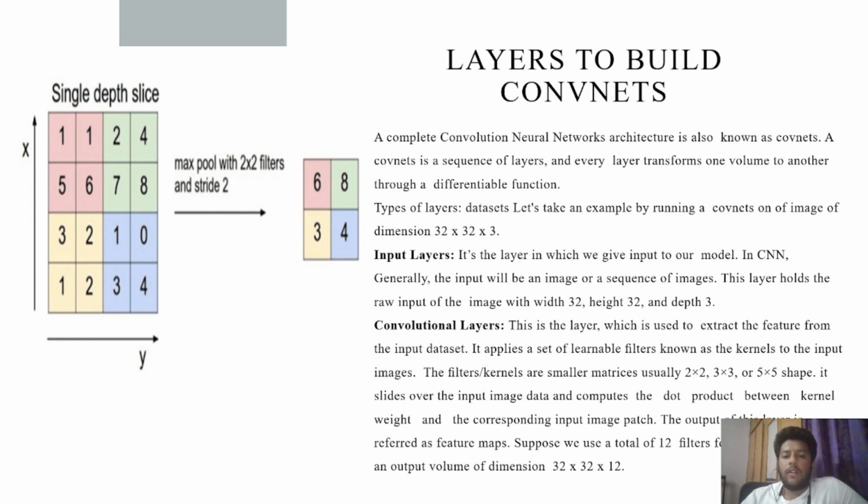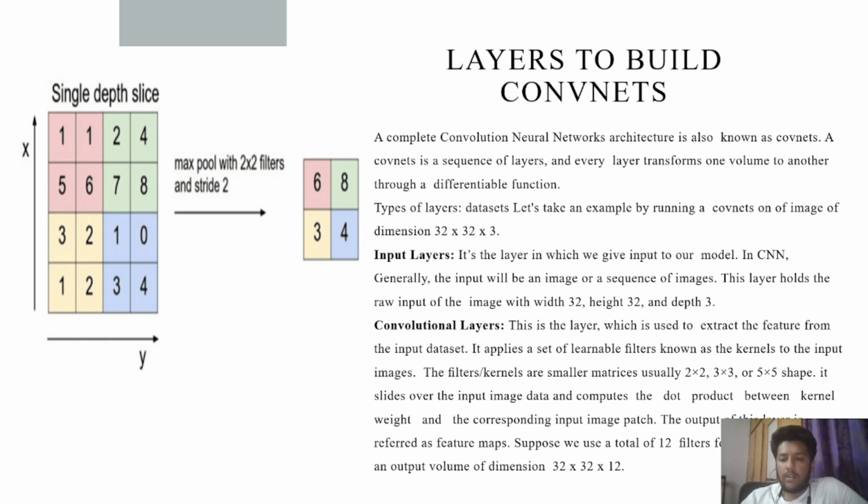So here we have the input layer, that is, the layer which feeds input to our model. In a CNN, generally the input will be an image or a sequence of images. This layer holds the raw input of the image with its width 32 and height 32, and we know the depth as 3.